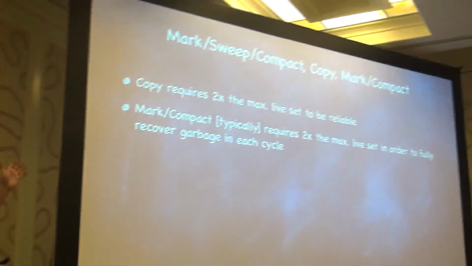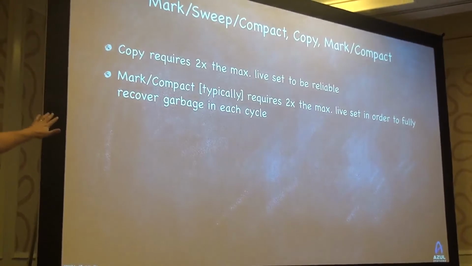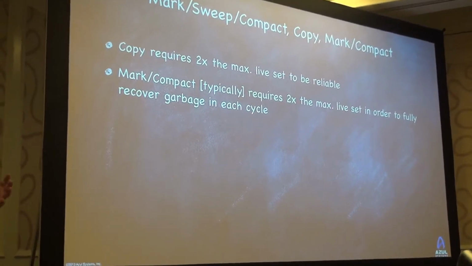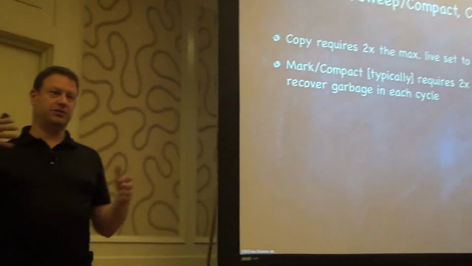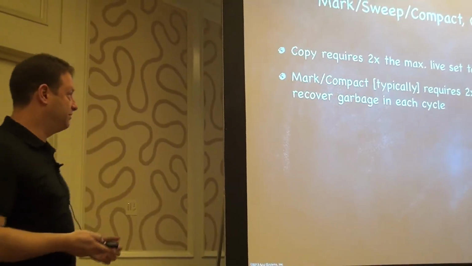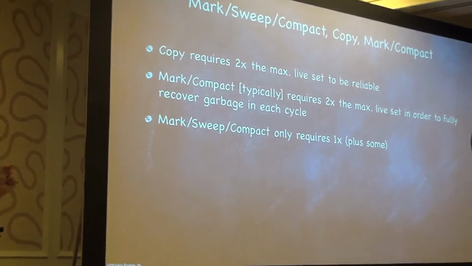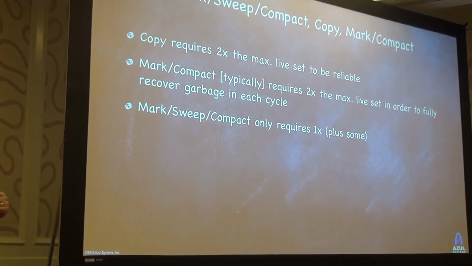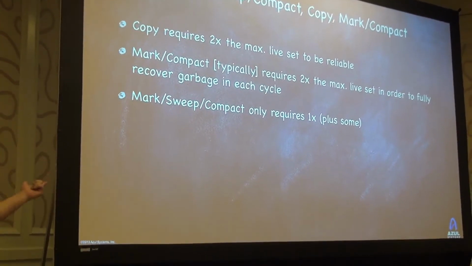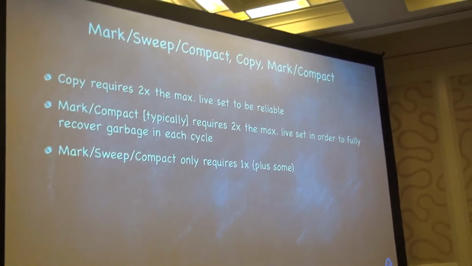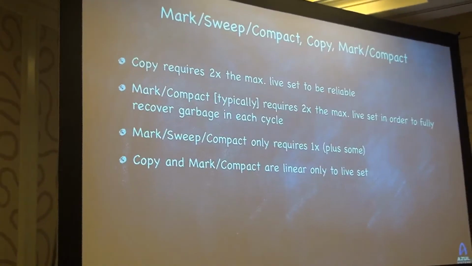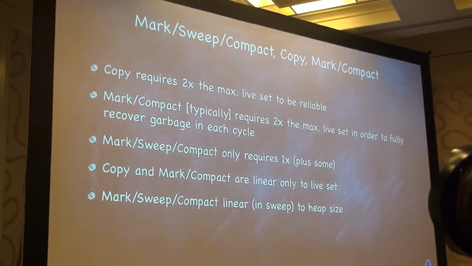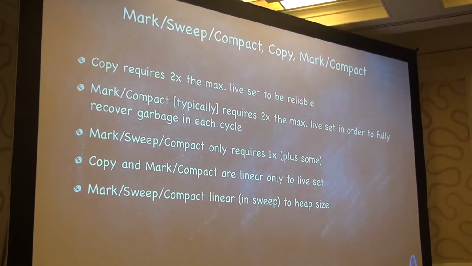It's costly. Mark compact without the sweep generally requires the same 2x, but there are interesting ways around it. However, copying requires that I do it in one cycle, but mark compact generally can be stopped at any point in the middle, so it's more resilient to that. If it doesn't have 2x in memory, you can do something. Mark sweep compact, or compact in place, is where you just move all objects to the left, but not to somewhere else. It doesn't need 2x, it just needs 1x. It's a lot more memory efficient as far as worst case conditions are concerned. Copy and mark compact are both linear to the live set and only to the live set, but mark sweep compact is also linear to the heap size. Very important quality you'll see in a second.